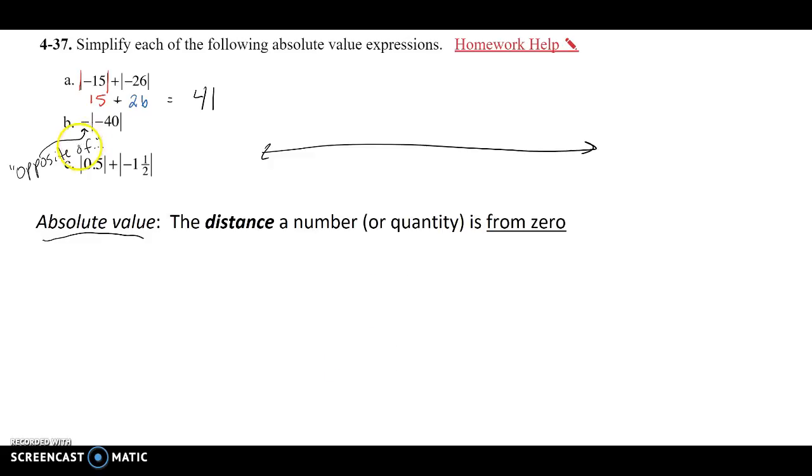Okay, so you've got the opposite of the absolute value of negative 40. So here's 0, here's negative 40. How far away is negative 40? The absolute value of negative 40 is 40. It's 40 units away. But we don't want the absolute value of negative 40, we want the opposite of it. So we want the opposite of this answer, which would be negative 40.